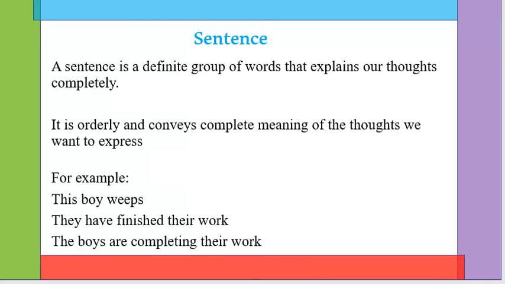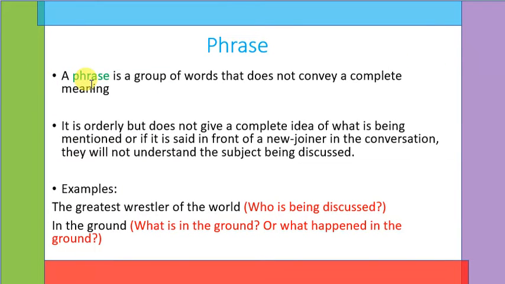You see, there's a complete order in all of these sentences, and they give a full meaning of what work is being done and who is doing the work. That is why it is called a sentence, a definite group of words that explain our thoughts completely. On the other hand, let's take a look at what a phrase is. A phrase is a group of words that does not convey a complete meaning.